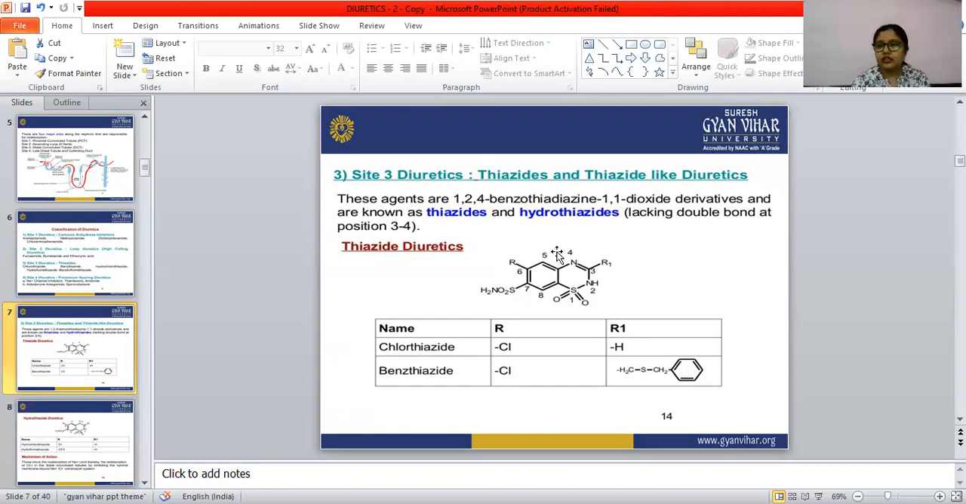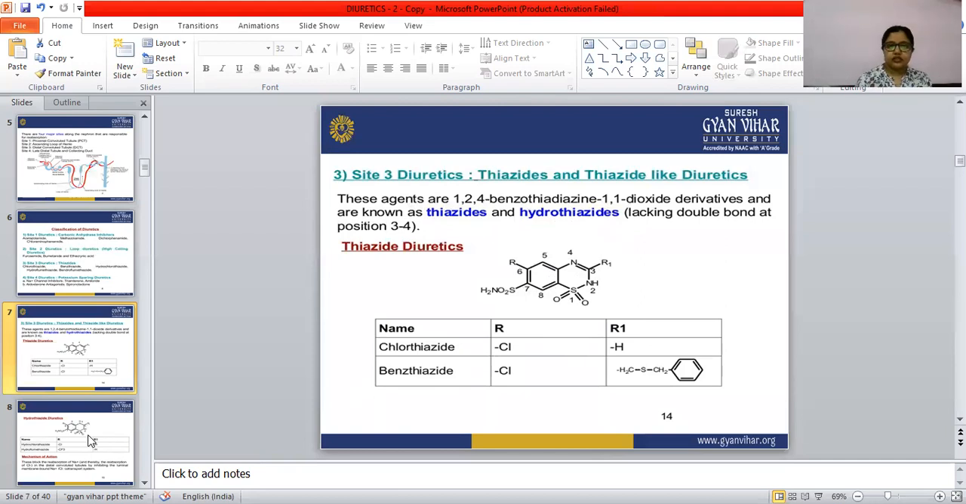In the diuretics there should be a sulfonamide group. This sulfonamide group is the main group for the activity of this drug. This is the main structure of the thiazide diuretic. You have to remember and learn this structure, because this is the main structure of the drug.